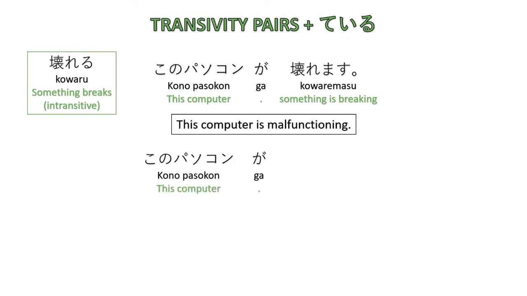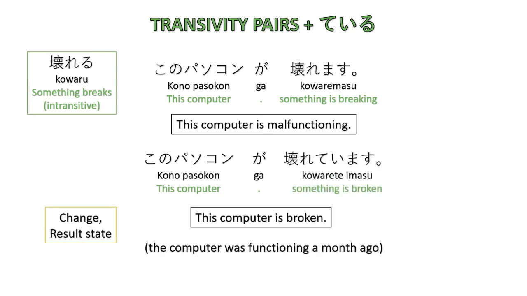But if we change it to the te iru form, kono pasokon ga kawareteimasu. And in this case, this computer is broken already, as opposed to the computer functioning very well a month ago, 1 week ago, and so on. So when we change it to the te iru form, kawarete imasu or kawareteiru, this means that the thing, in this case the computer, is broken already. It goes from functioning to being broken.